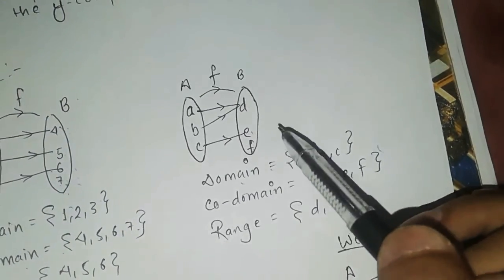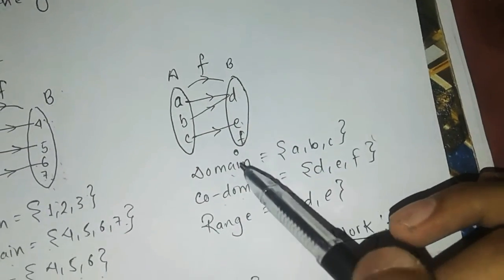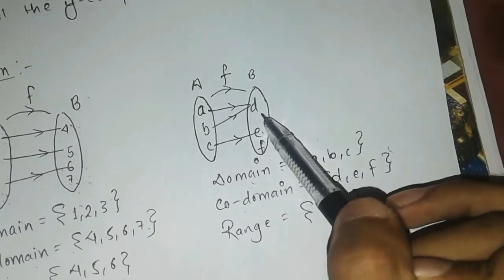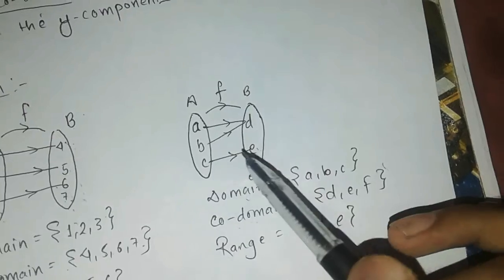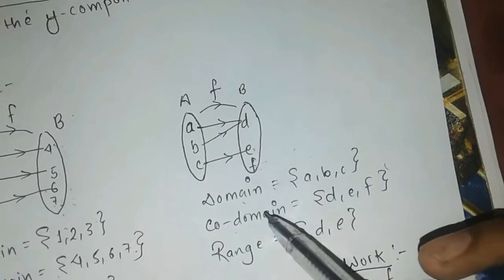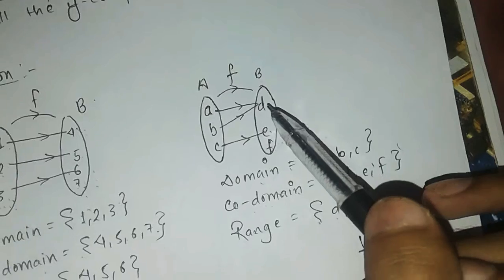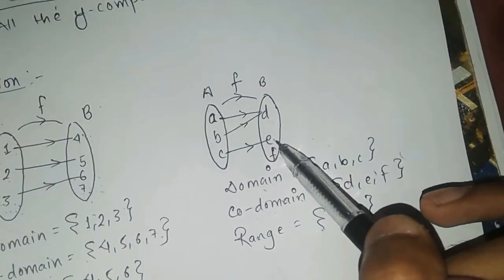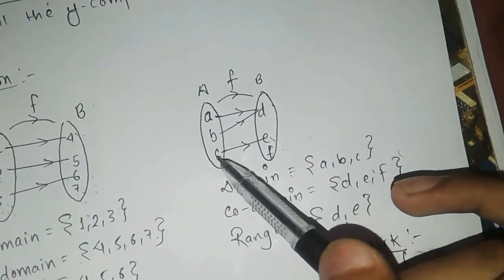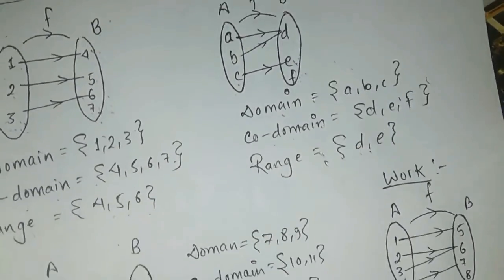In this function we are talking about function value, not about relation; relation is different. Now the codomain: all the y component of B is D, E, and F as well, because even if F is not connected, it is still a y component. So codomain is equal to D, E, F, while range is equal to D and E, because D and E are the only elements of B that are connected with A. F is not connected, so F is not in the range.